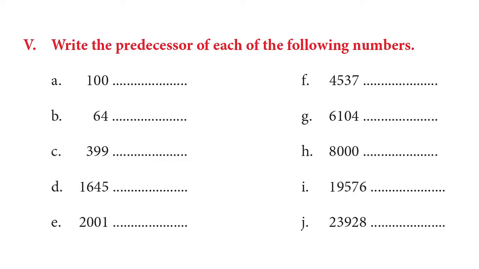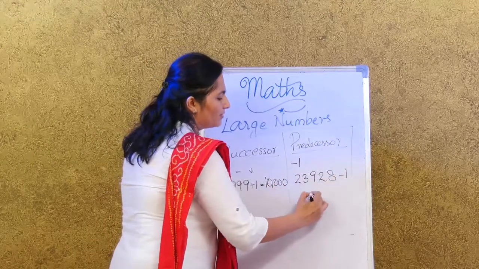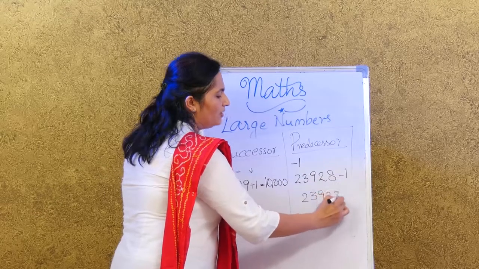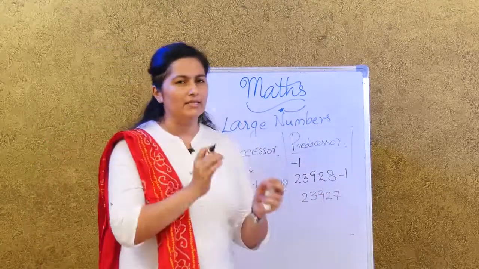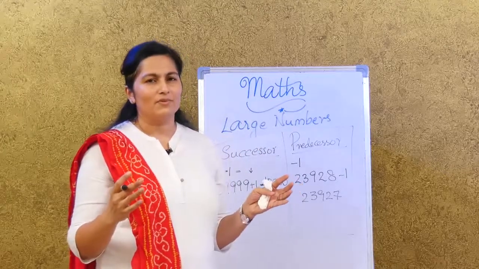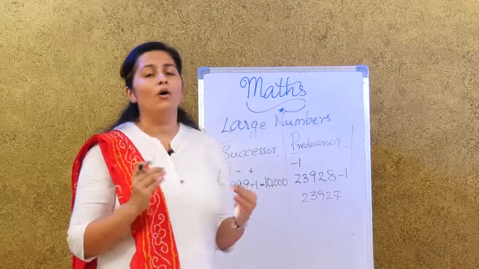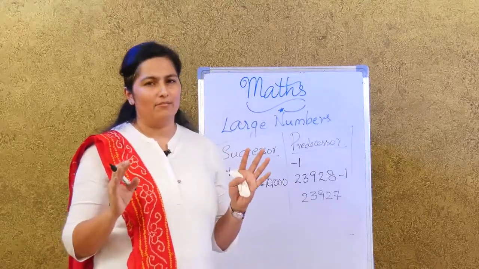In exercise number 5, let's take 23928. So, we subtract 1 from it, you get 23927. So, that is the predecessor. Only a plus 1 and minus 1, you will get the answer of who is the successor or who is the predecessor of any given natural number.